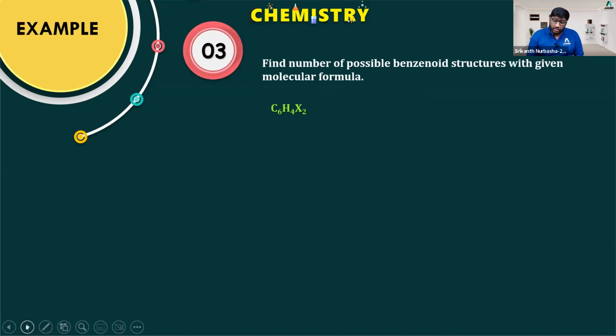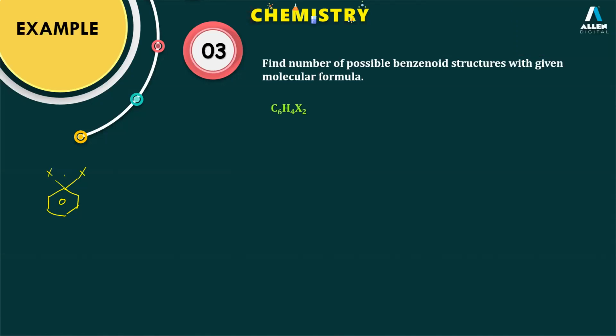Find the number of possible benzenoid structures. Benzenoid structures means benzene should be retained with the given molecular formula C6H4X2. X2 means two X groups. What are those X? We don't know. So two X groups. Can I place two X groups on the same carbon? Yes, Dimple, that is a different possibility, right?